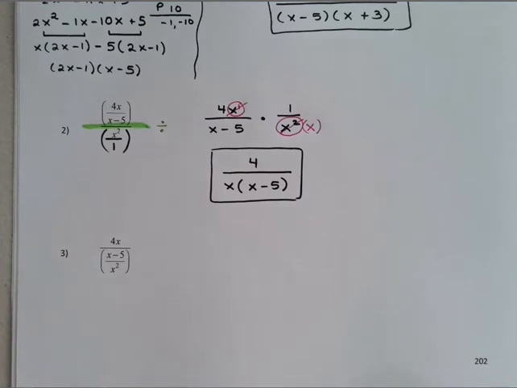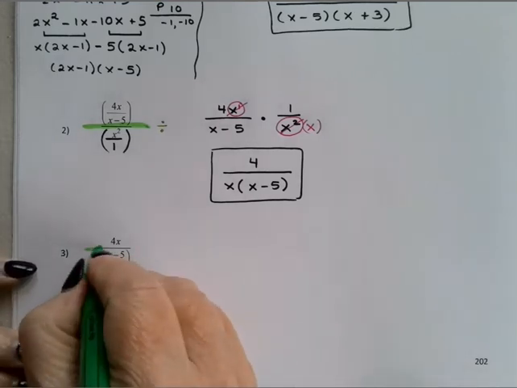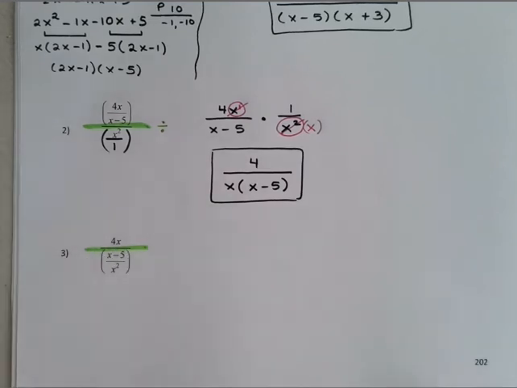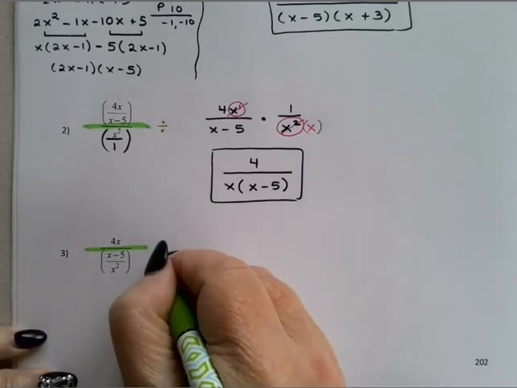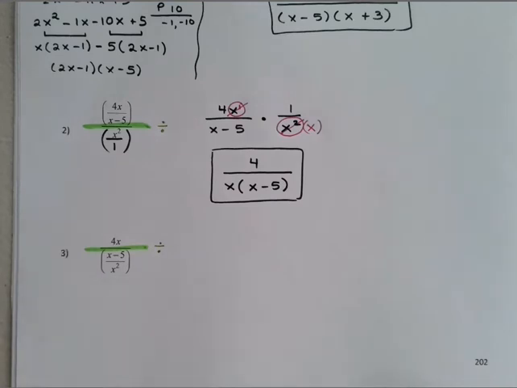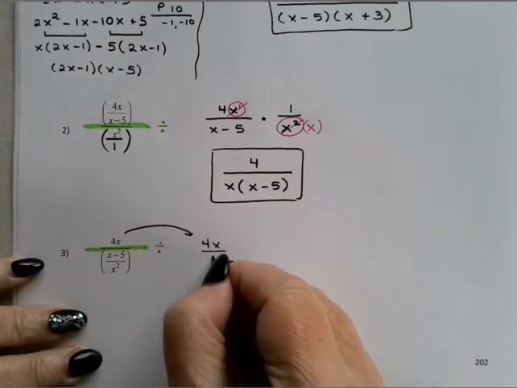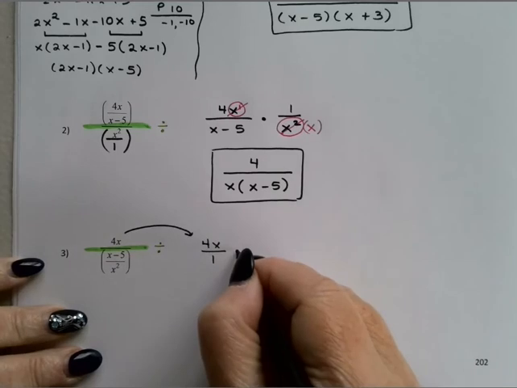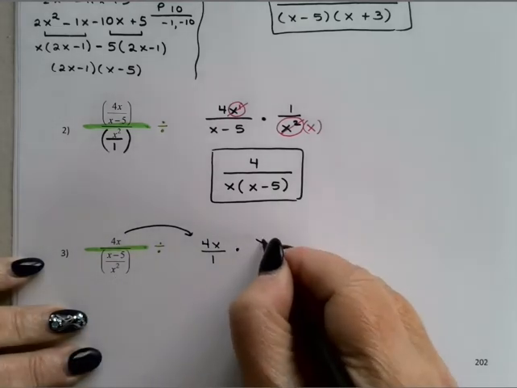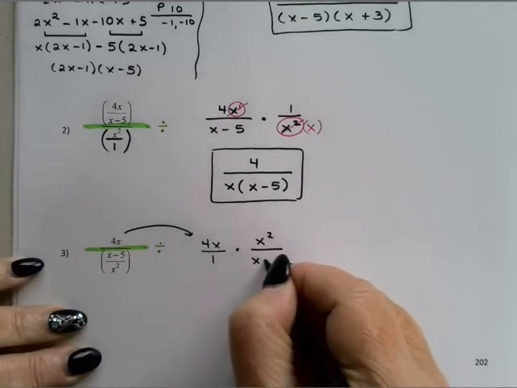Number 3 is a very similar problem. The difference here, of course, is that the numerator this time doesn't look like a fraction. It's just 4x. And that's being divided by the fraction x minus 5 over x squared. I'm going to do the same thing as before. Even though that doesn't look like a fraction, I can treat it as a fraction. So I'm going to think of that as being a 4x over 1. Then I'll multiply by the reciprocal, which is x squared over x minus 5.